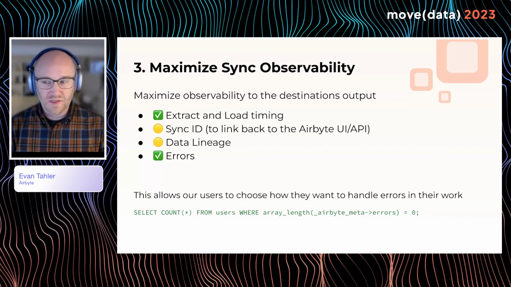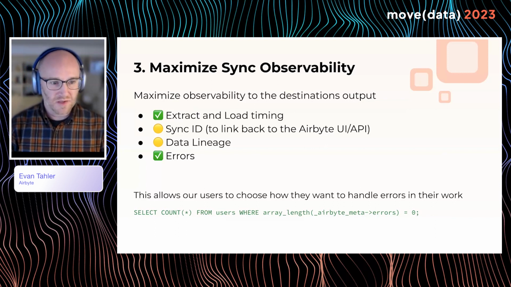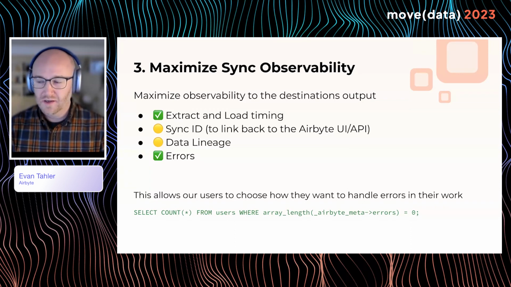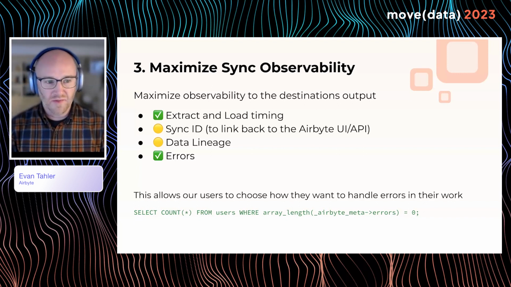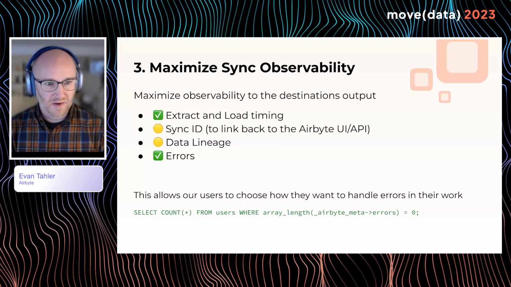The two next ones we don't have yet today, but we're planning to build in 2024. So the sync ID to link back to the Airbyte sync that produced the data. So you can then go back to your orchestrators and know, like, oh, this was triggered by Airflow at this time, and here's where the data came from. And also data lineage. We want to give you better information to know from the sources, like, here's the API we pulled from or the source table it came from, and errors like we've been talking about.